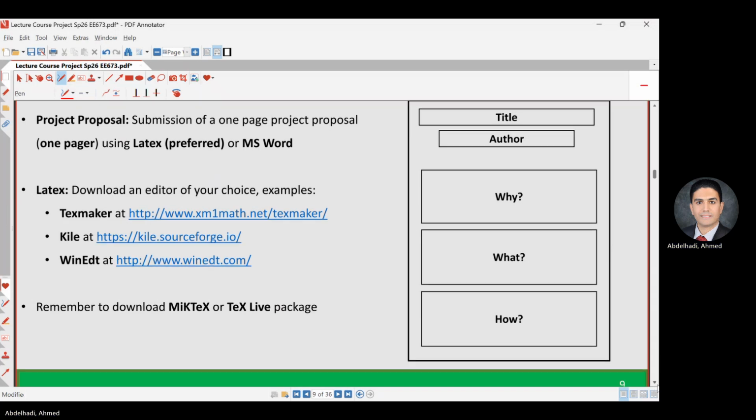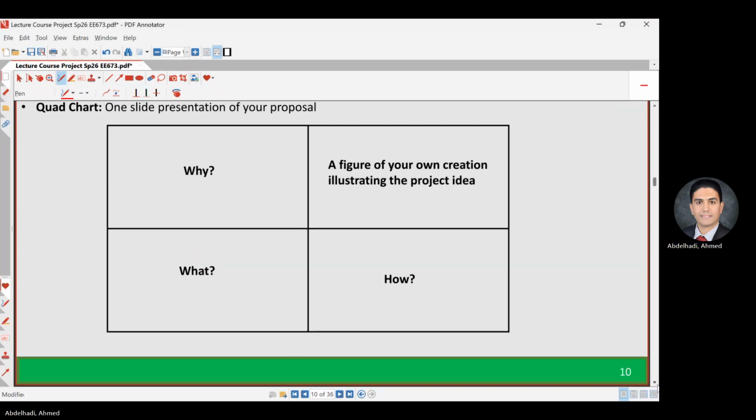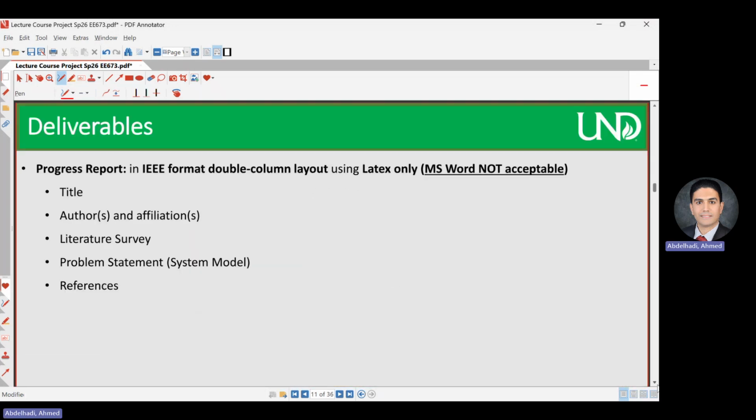Okay. Quad chart, already talked about it. You need a figure to show the quad chart. Now the progress report has to be in IEEE double column layout, which I'm going to share with you today. I already have a LaTeX sample that I'm going to upload to Blackboard. I'm also going to show how it looks today.